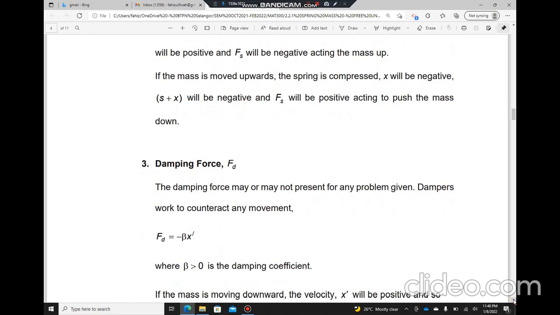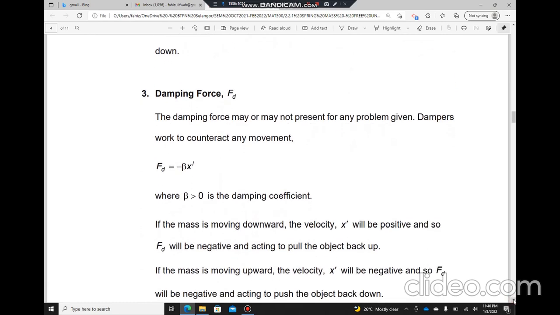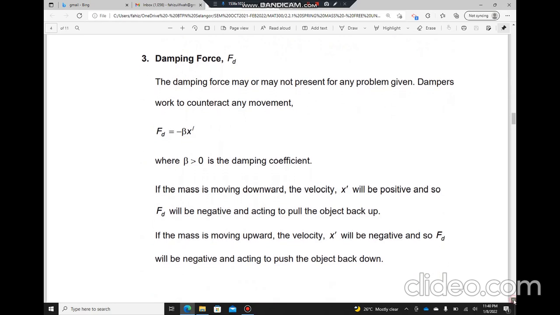Okay, then we also have damping force. The damping force may or may not be present in any problem given. So kalau damping force ni mungkin ada, mungkin tak ada. Dampers work to counteract any movement. Fd equals negative beta x prime, where beta greater than 0 is the damping coefficient. So kat sini kita ada beta. Beta ni adalah nilai untuk damping.